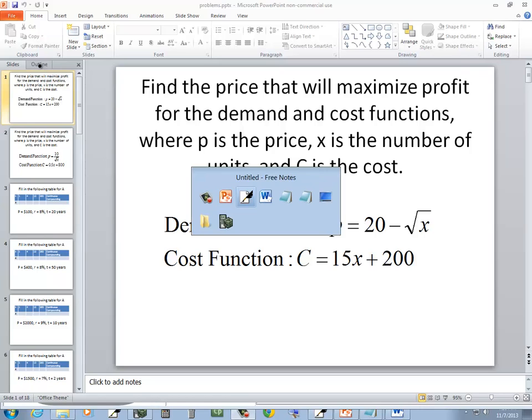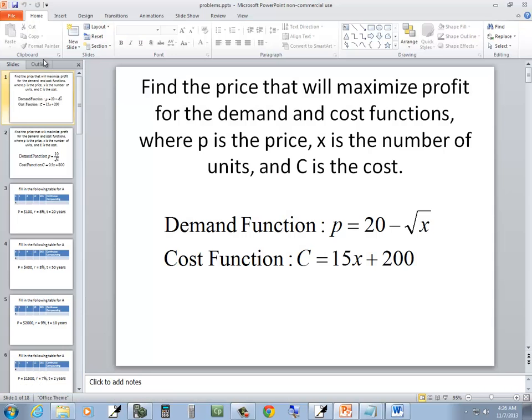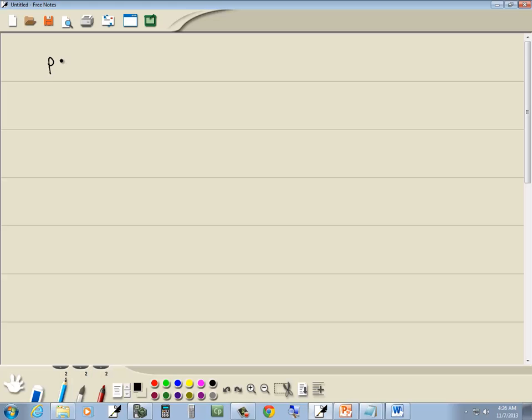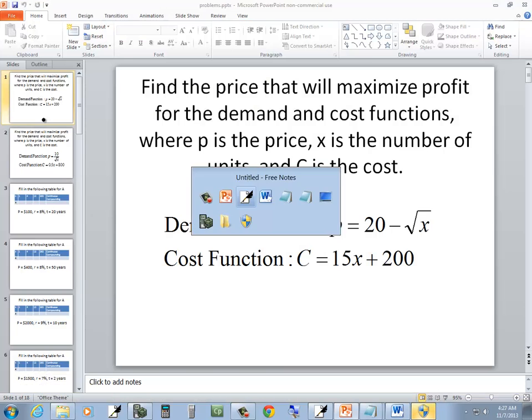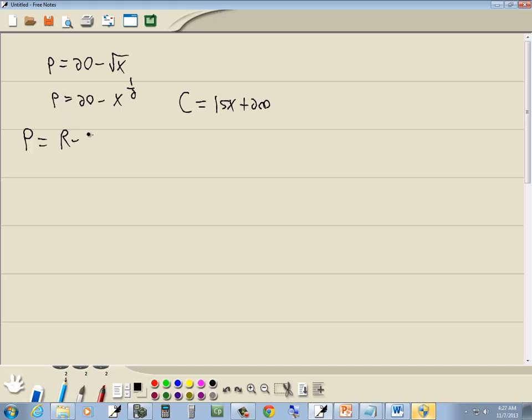So our demand function, little p, is equal to 20 minus square root of X. And we don't want to leave that in radical form, so that's 20 minus X to the 1/2. And C, our cost function, is 15x plus 200. Well, our profit, which is what they're asking for, our maximized profit, is equal to revenue minus cost.